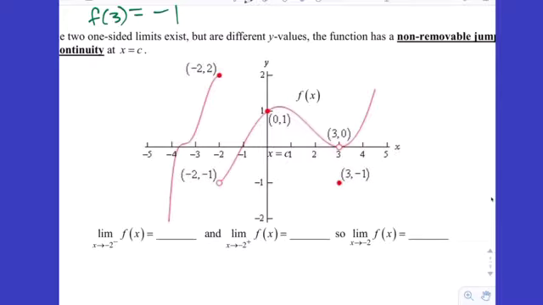-1, DNE, good. Yep, good. Yep. Good. It's a new concept, but it's not a difficult concept. You just have a little bit different notation to learn.